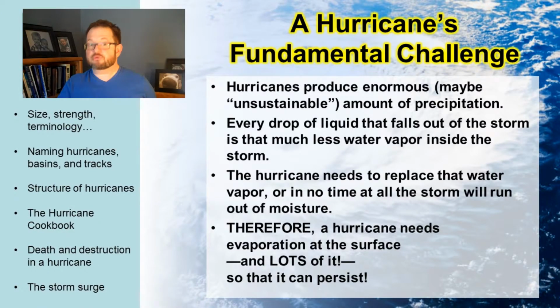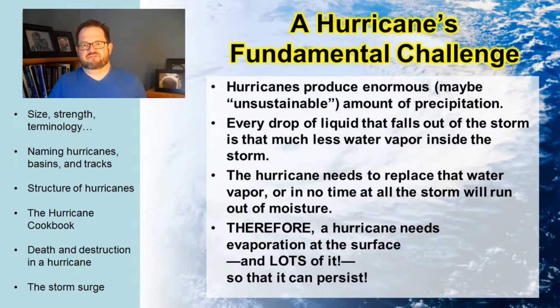Once you have zero water vapor, or even close to zero, there's just no more forming clouds, forming raindrops, rain rates, and so on. So a hurricane has a fundamental problem. It has to figure out how to get as much water back into the atmosphere as it is taking out of the atmosphere and dropping in the form of rain. Otherwise, in literally on the order of a few hours, the hurricane would run out of water vapor in the atmosphere. Therefore, a hurricane is going to need evaporation.